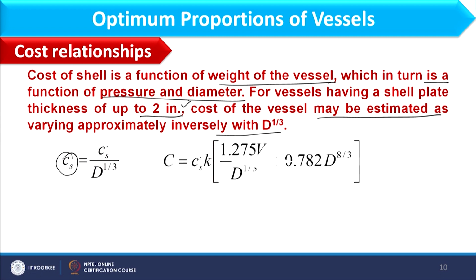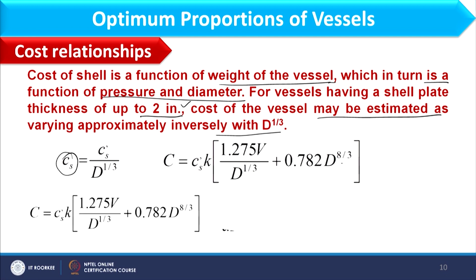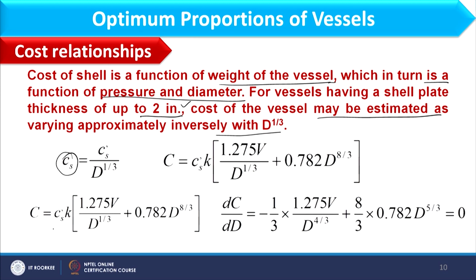So, this Cs value we will put in the previous expression. So, here we have C equal to Cs dash K 1.275 V by D to the 1 by 3 plus 0.782 D to the 8 by 3. This is the same expression, and then we can differentiate this function with respect to diameter. Now, why am I differentiating this? Because I have to find the optimum cost, and according to the optimum cost I will find the optimum L by D ratio.